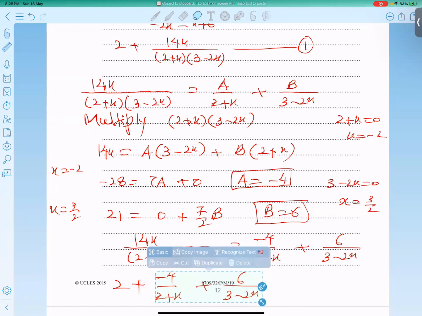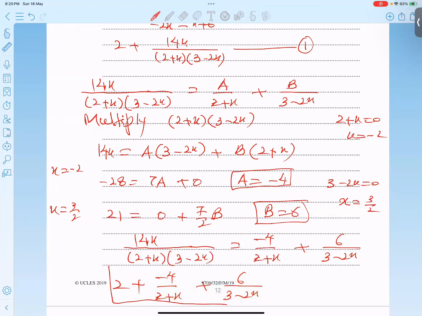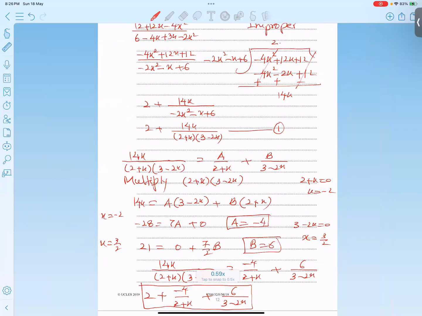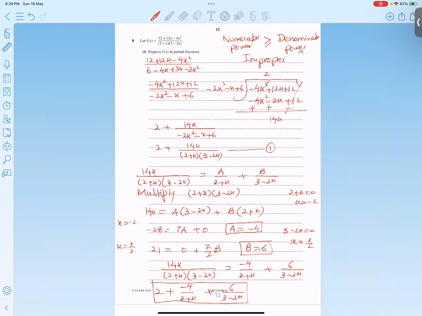And this is my final form of partial fraction. Okay, I hope so. The first part is completely clear, and let's go for the second part.